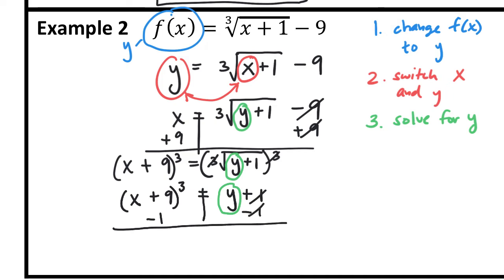That cancels. So I end up getting y equals x plus 9 to the third minus 1. So again, I switched it up again. I like to have the y first, and then equals, and then x plus 9 to the third, and then the minus 1. Okay, so I'm done with step 3.